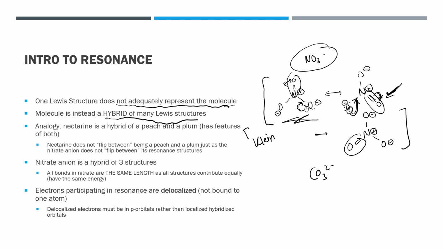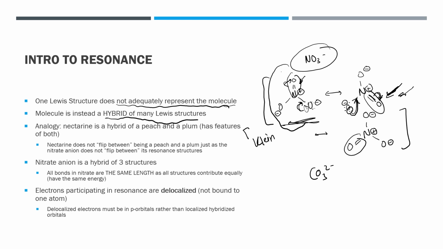One point I want to make is that if you were asked which is the shortest nitrogen-oxygen bond in the nitrate anion, all of these nitrogen-oxygen bonds have the same length. Why? Because remember, it's not that 1 second it's this guy, the next second it's that guy, right? If it was like that, in the 1 second where it was this guy, our double bonded oxygen would be a shorter bond because double bonds are shorter than single bonds. But remember, it's a hybrid of all 3 of these.